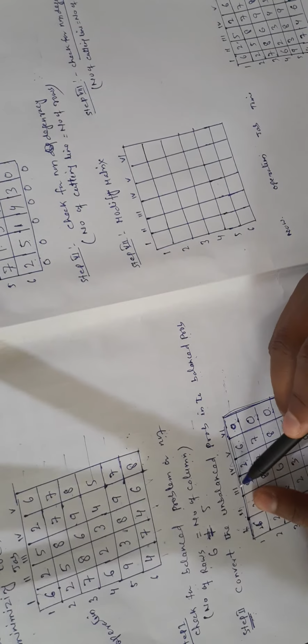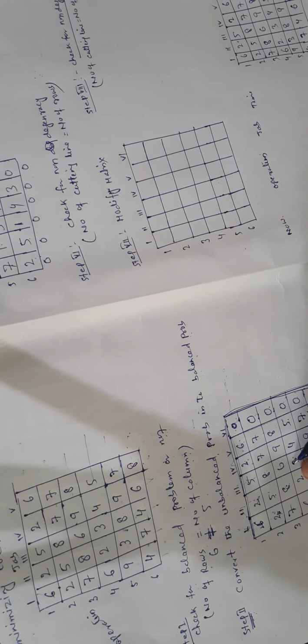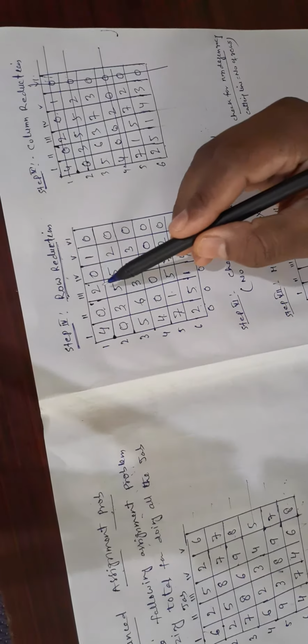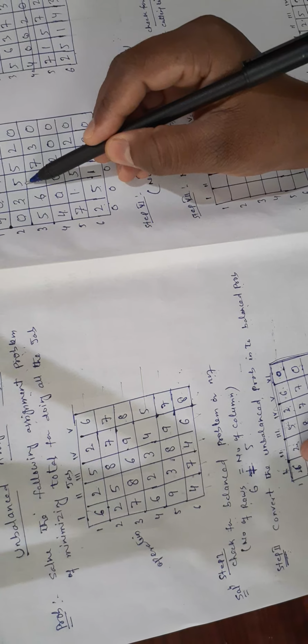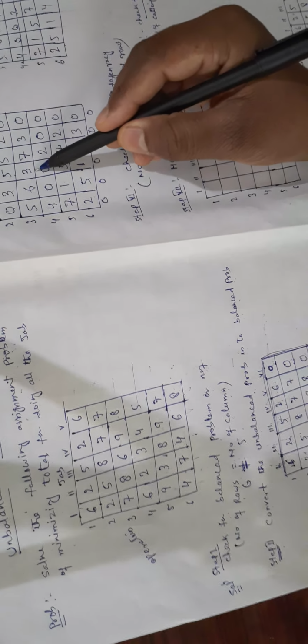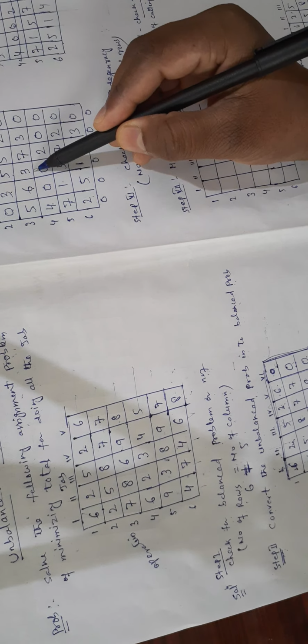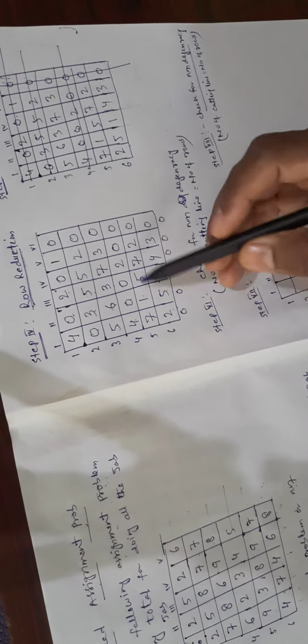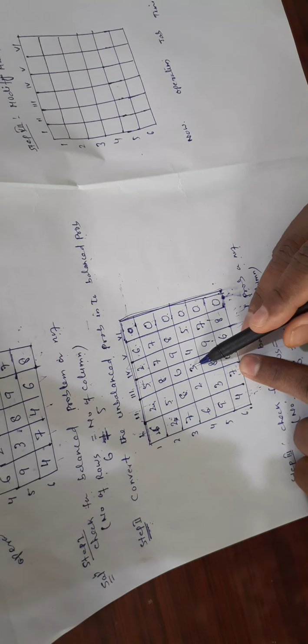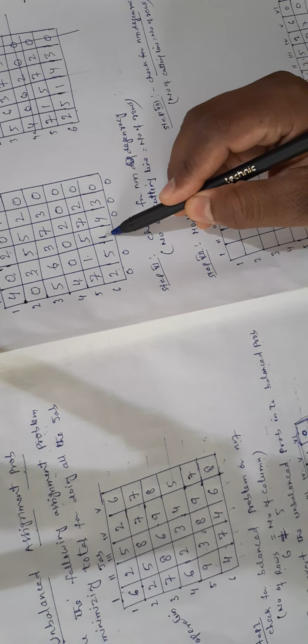Now see that in the third column the least value is 3. So 5 minus 3 is 2, here is 2. Next, 8 minus 3 is 5, here 5. Next, 6 minus 3 is 3, here is 3. Next, 8 minus 3 is 5, here is 5. Next, 4 minus 3 is 1, here is 1. So this one is also completed.